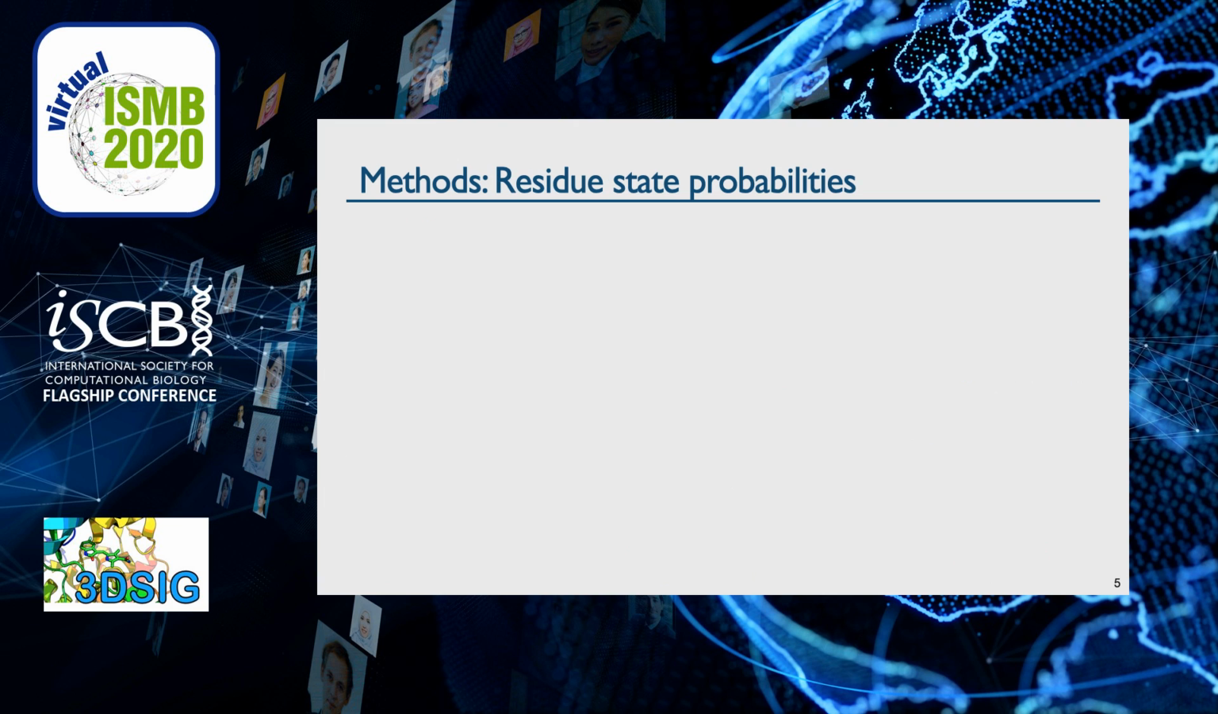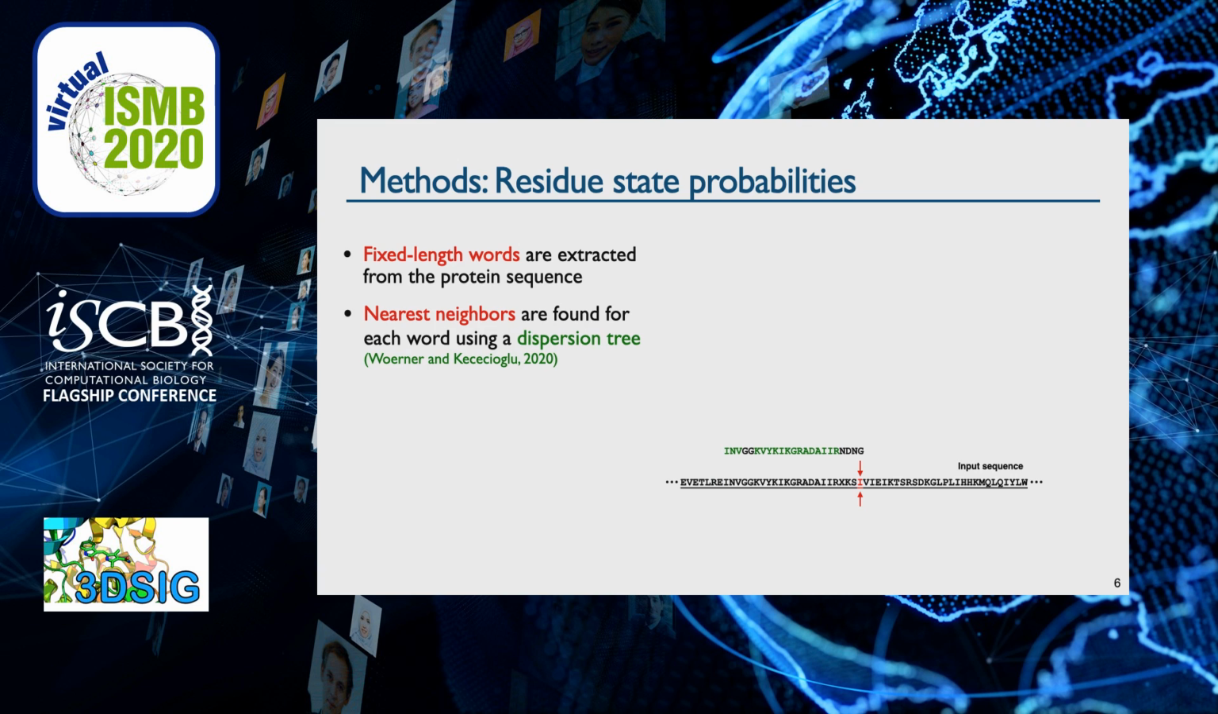To get state residue probabilities, we use the following procedure. Given an input protein sequence, we extract fixed-length words at every position, where each colored box here represents a different fixed-length word. To obtain state probabilities for this residue highlighted in red, for each word that contains this residue, nearest neighbors are found from our template database using the dispersion tree data structure.